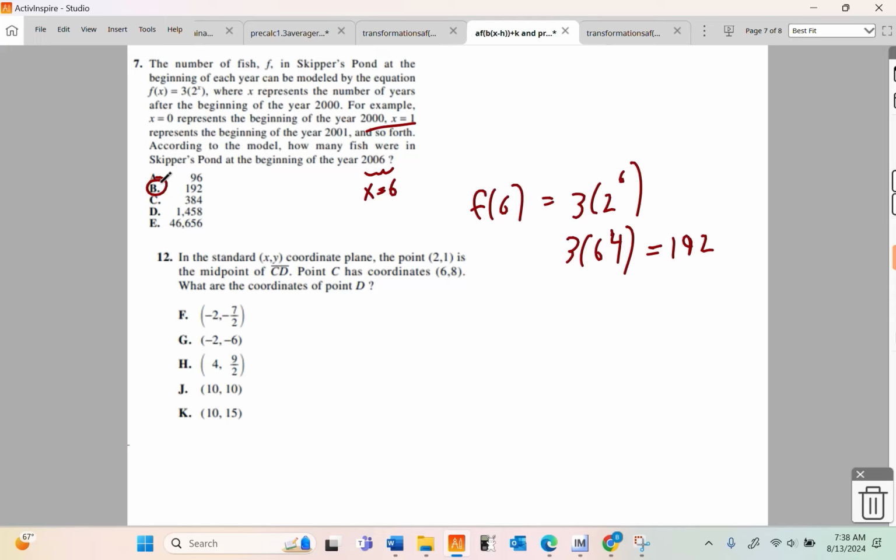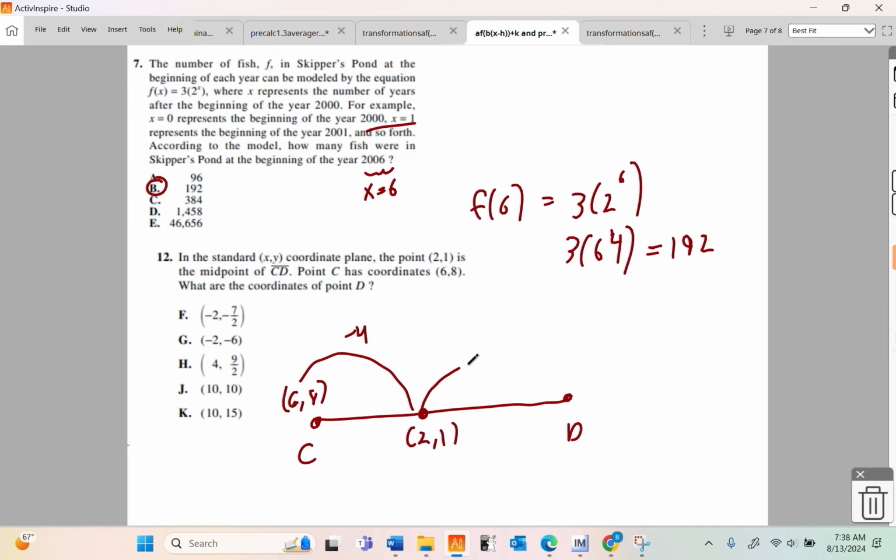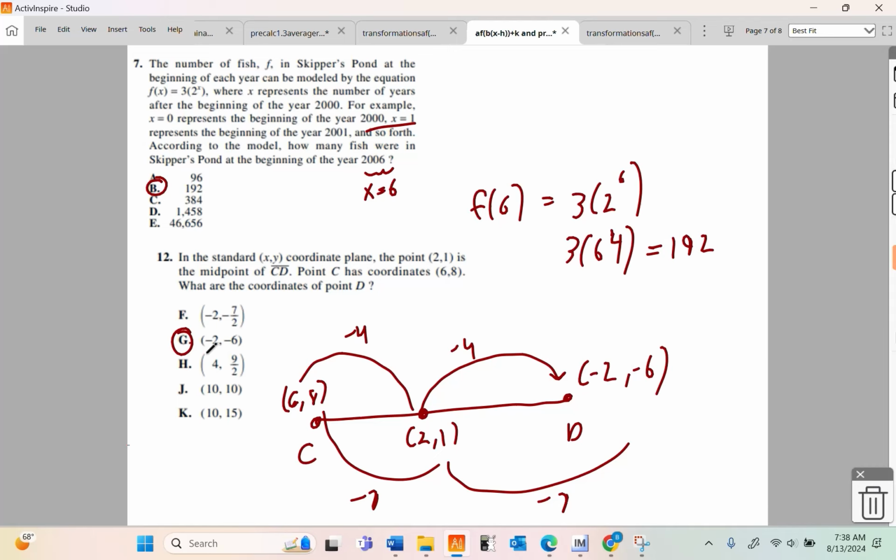12. In a standard XY coordinate plane, the point 2, 1 is the midpoint of CD. Point C has coordinates 6, 8. What are the coordinates of point D? This is not the midpoint formula. You have something called CD, and the middle is at 2, 1, and it's smack dab in the middle. I know that C is 6, 8. Now, every teacher should have taught you this. It's about what you lose. From 6 to 2, you lose 4. You expect to keep losing 4. 2 minus 4 is negative 2. From 8 to 1, you lose 7. You expect to keep losing 7. 1 minus 7 is negative 6. Choice G.